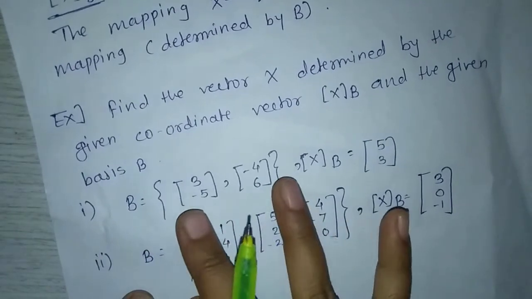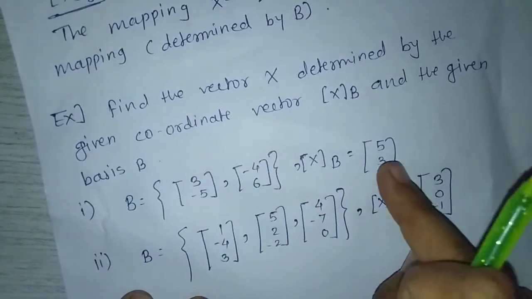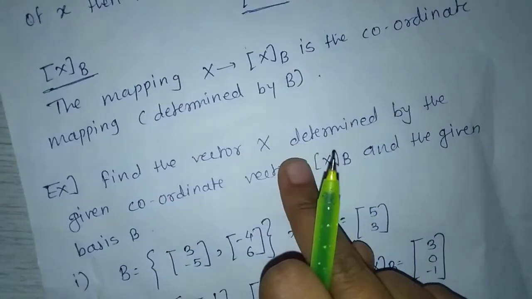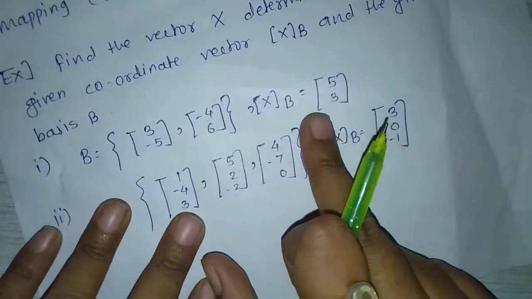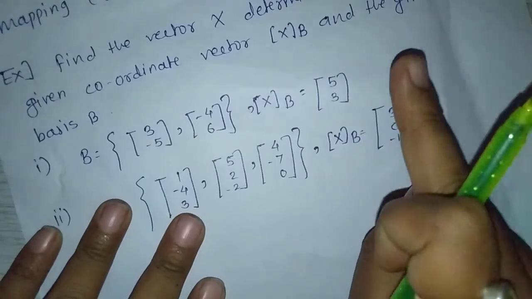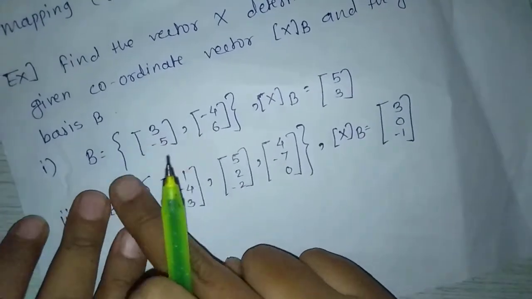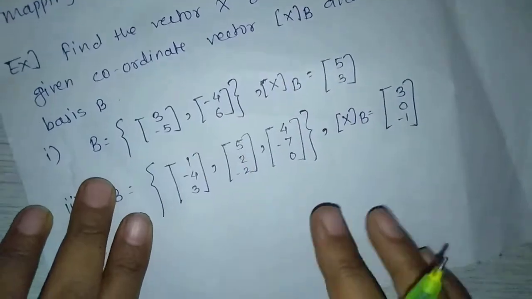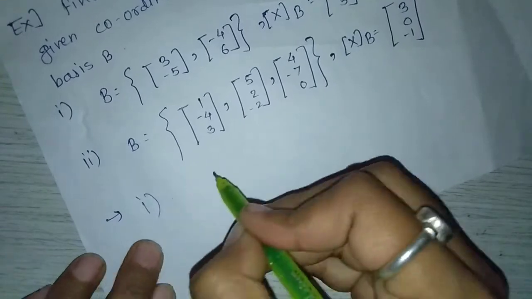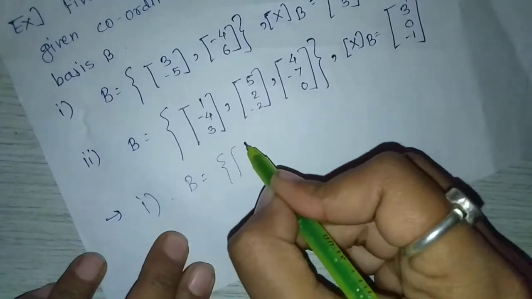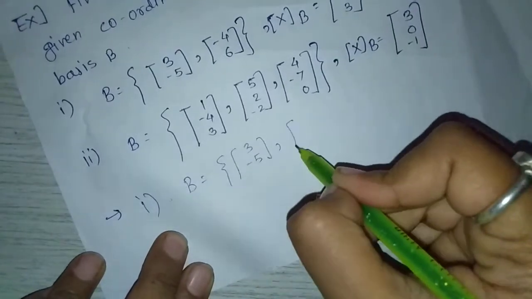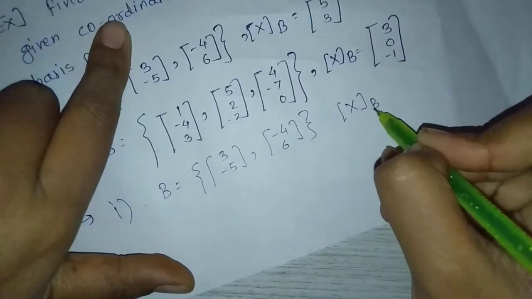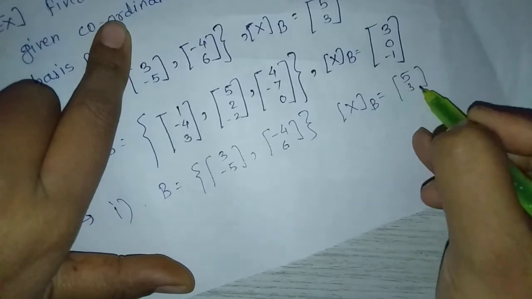First, B equal to the set of (3, -5), (-4, 6), and [X]_B equal to (5, 3). Here we find capital X. [X]_B means the values of the scalars, that is C1 equal to 5, C2 equal to 3. B is a basis, which means B1 equal to (3, -5), B2 equal to (-4, 6). First solution, given B as (3, -5), (-4, 6) and [X]_B equal to (5, 3).